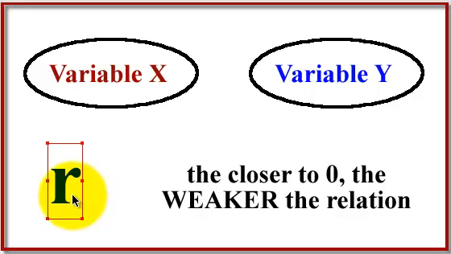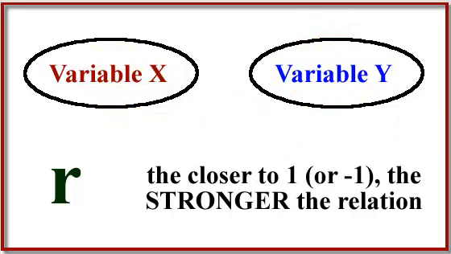If r is close to 0, regardless of whether it's positive or negative, that means the relationship between the two variables is very, very weak. When one variable changes, the other one does not change at all. It just kind of sits there. On the other hand, the closer r is to 1 or negative 1, the stronger the relationship. So the greater the absolute value of r, the stronger the relationship between the two variables.